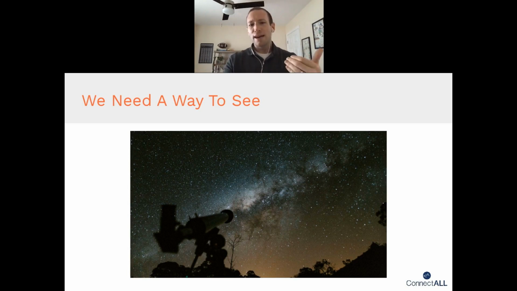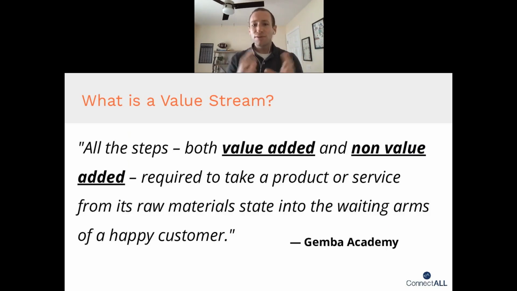So before we dive into what we can use in order to see, let's first talk about what a value stream is. That is the first part of value stream mapping, so we need to make sure that we understand what that is. According to the Gemba Academy, who specialize in lean education, it is all of the steps, including both value-added and non-value-added activities, that are required to move from a raw material state into the waiting arms of a customer.